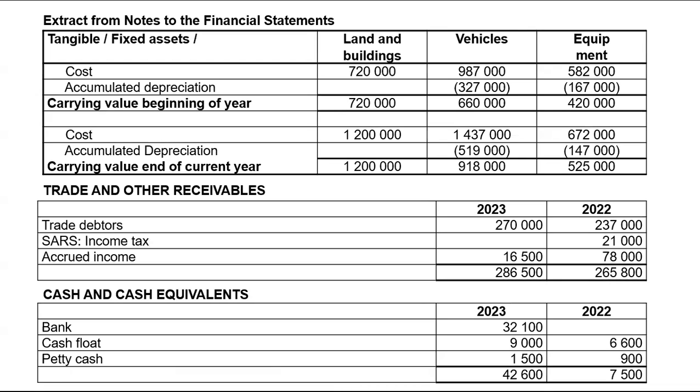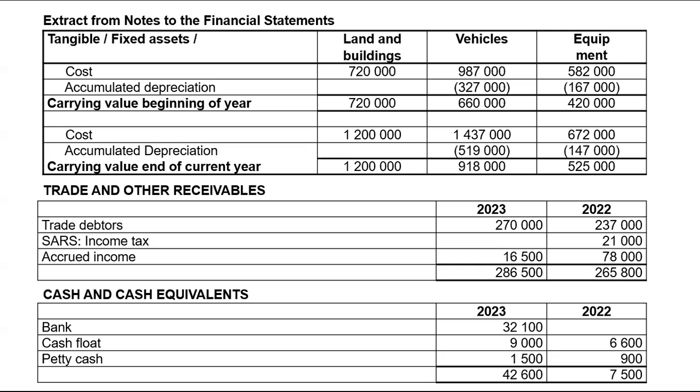Bank will be under current liabilities if it was a bank overdraft. And when you look at your cash and cash equivalents, which is given, by the way, you'll note that for 2022, your cash and cash equivalents amounted to 7,500. And your cash and cash equivalents for 2023 amounted to 42,600. But you will notice that for 2022, we did not have bank.